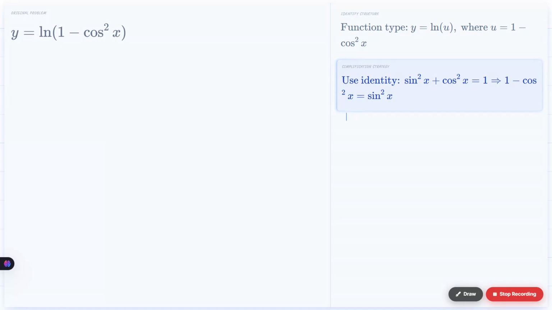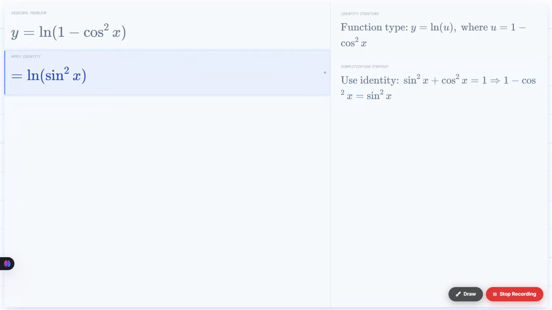We plan to use the rule sine squared plus cosine squared equals 1 to change 1 minus cosine squared into sine squared. We do this to make the equation easier to work with. This is a true math rule for sine and cosine.